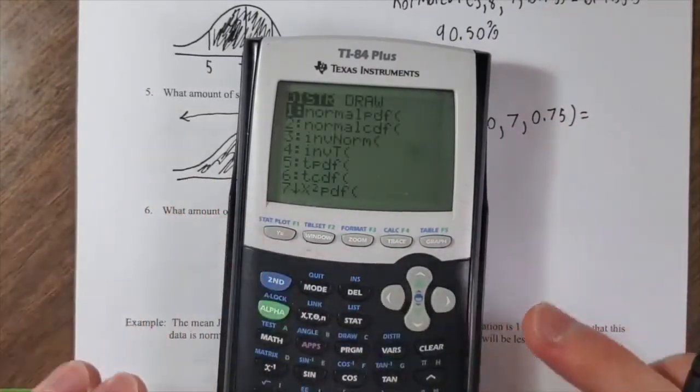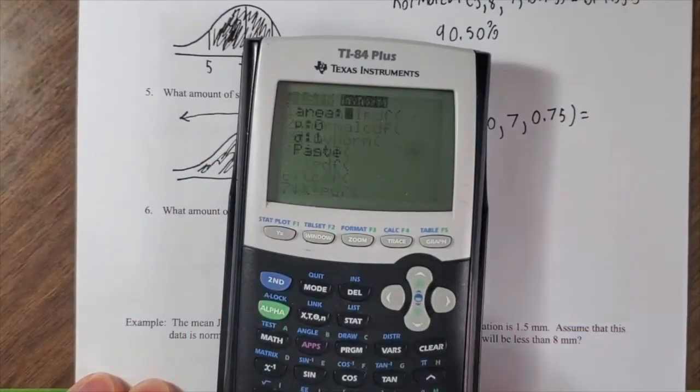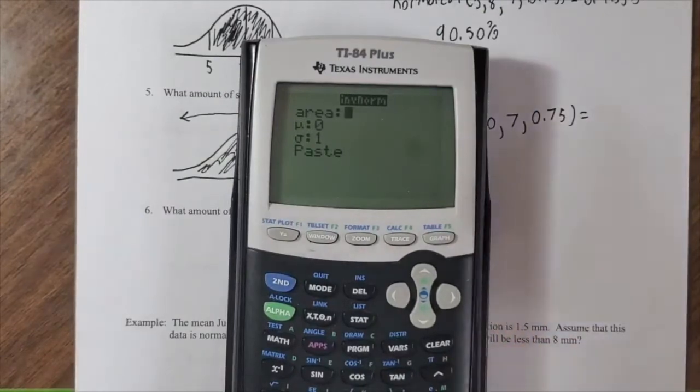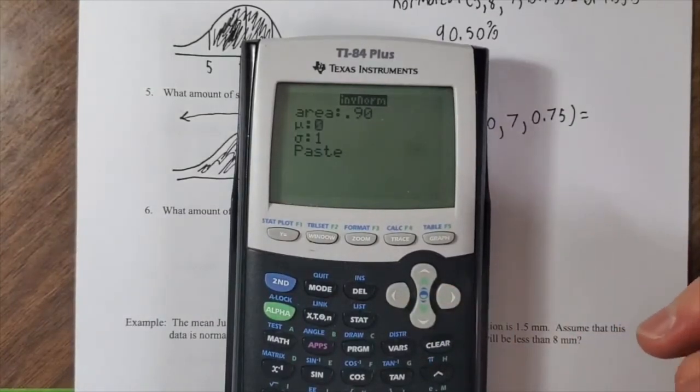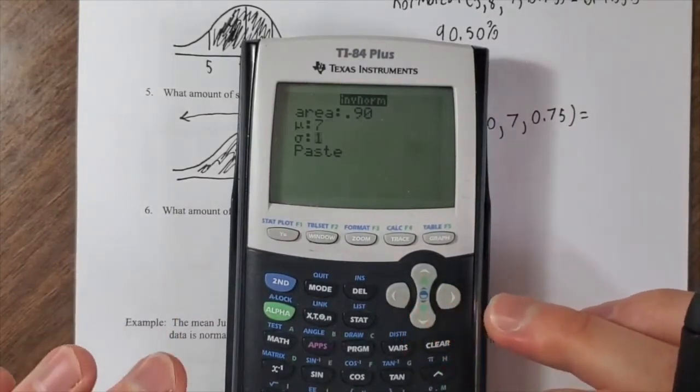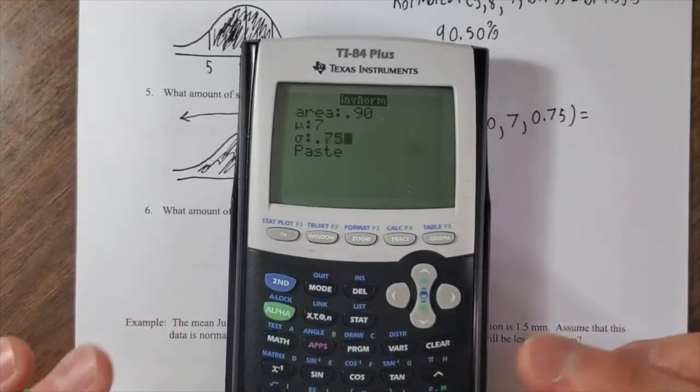The second variables go down to the inverse norm. And the area, well, that's our percentile here, so we're going to hit our 0.9. Our mean is still 7, and our standard deviation is still 0.75.